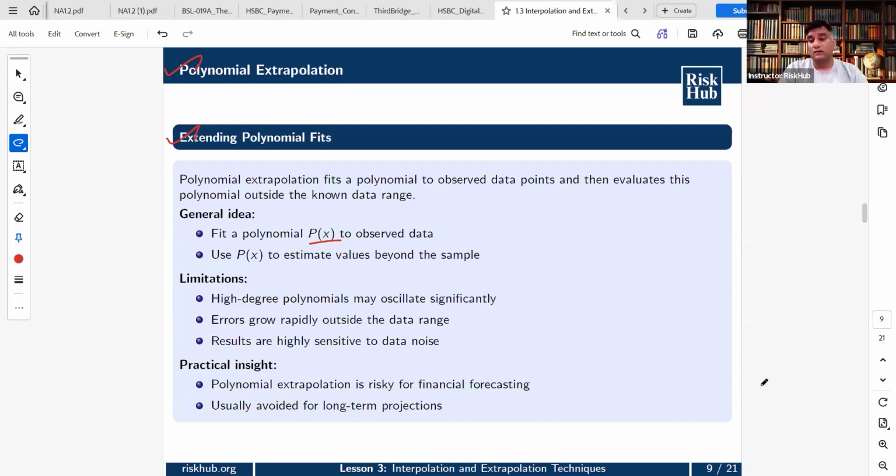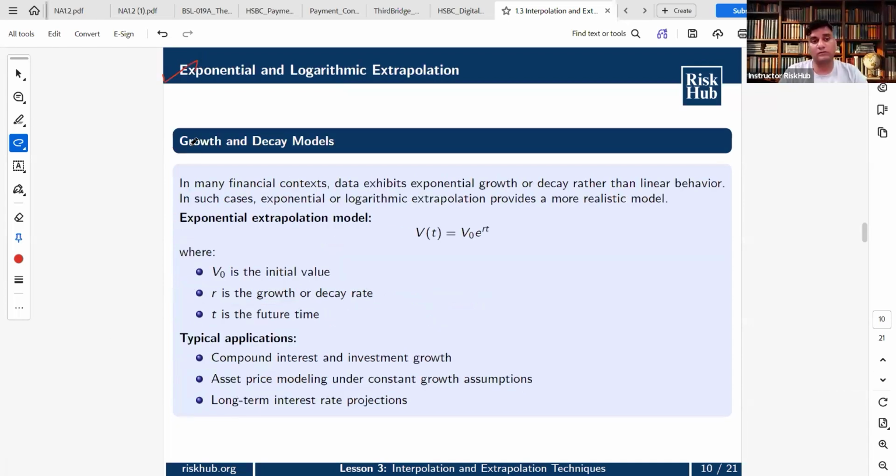Okay. So we look at the general idea, limitations, and practical insight. Okay. Then we get into the next part, which is your exponential and logarithmic extrapolation, growth and decay models. So the slide introduces the exponential growth and decay model.